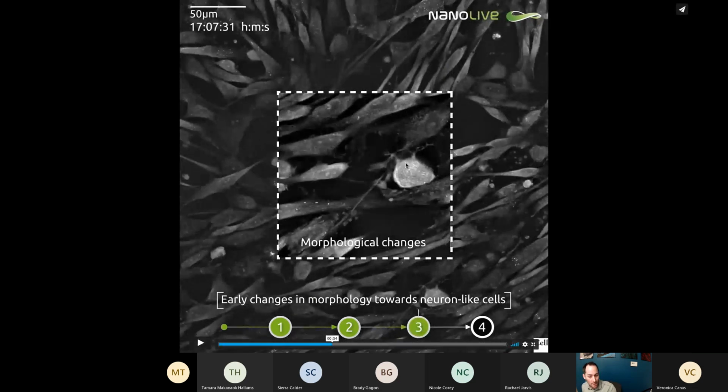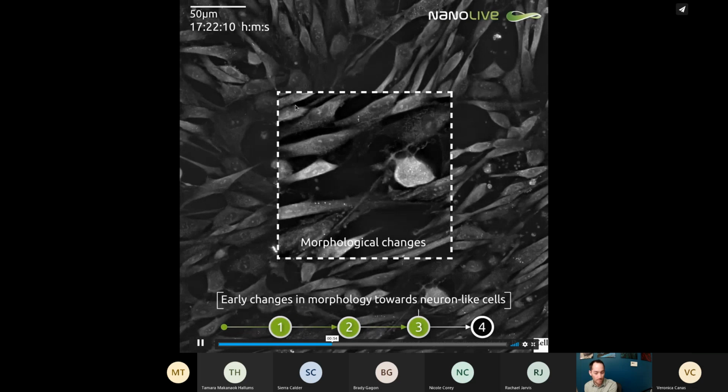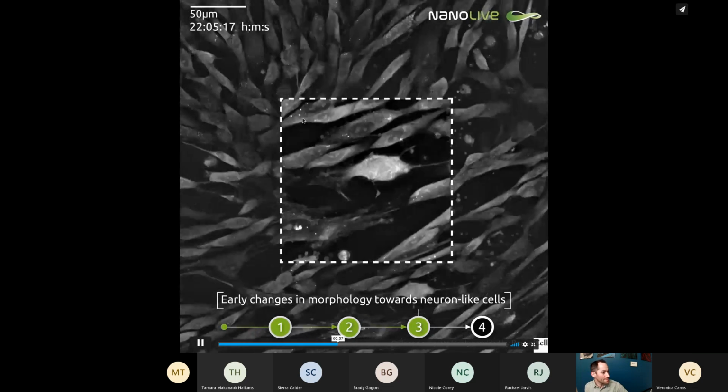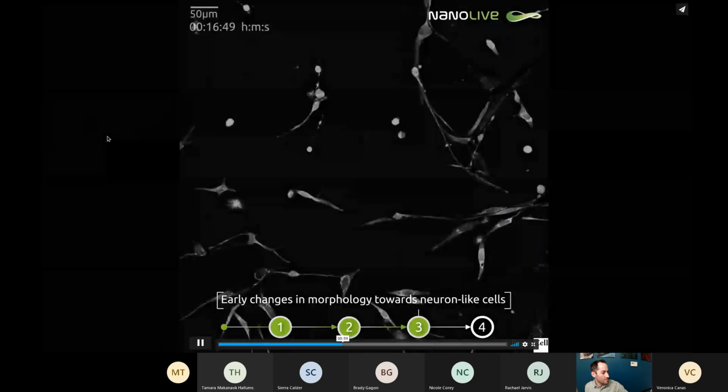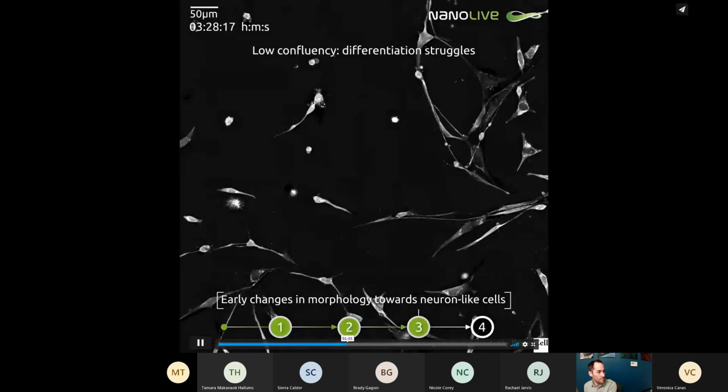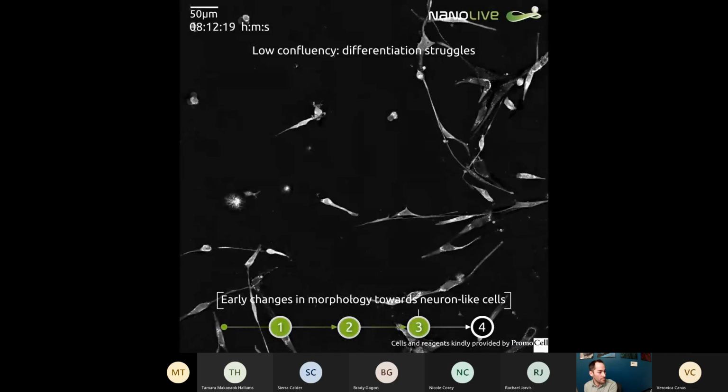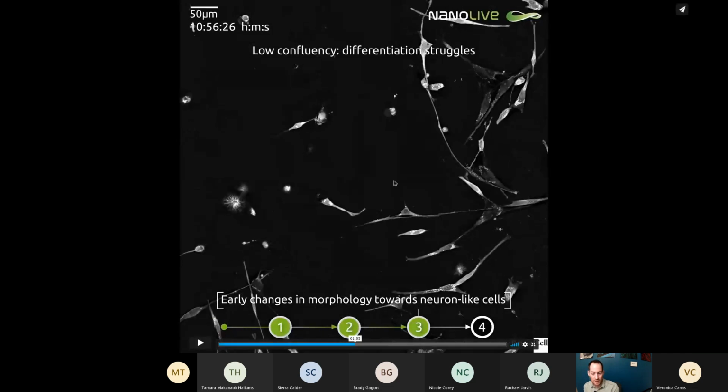So here you can see this little stem cell developing things that look kind of like dendrites or axons. So it's slowly morphing towards a neuron. And again, I think this is still in minutes. This might be hours. I'm not sure. No, this is minutes still. So this is a really good example.